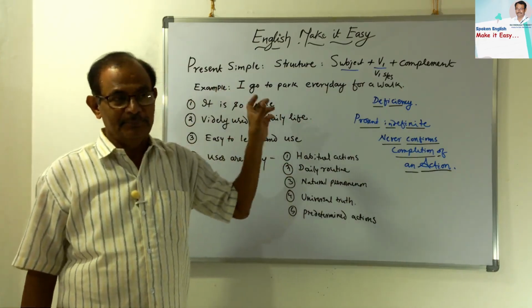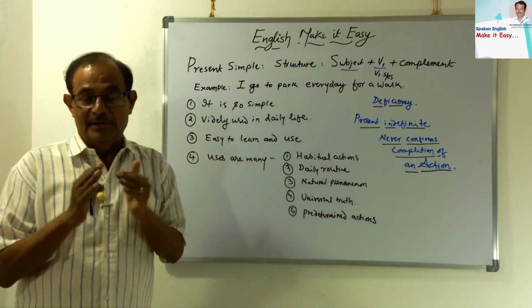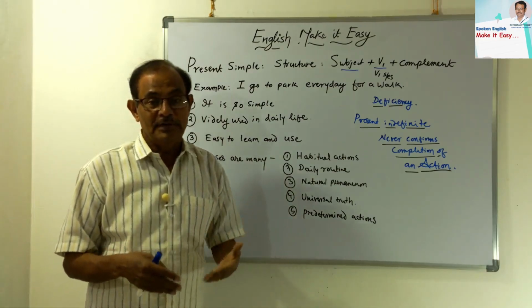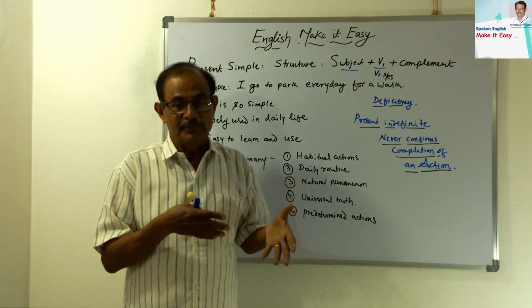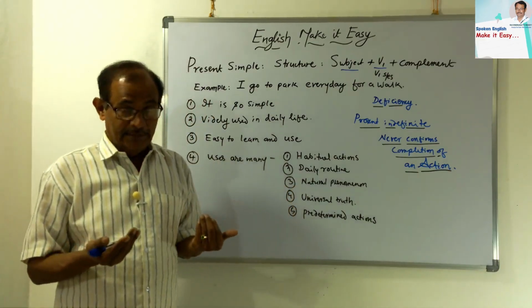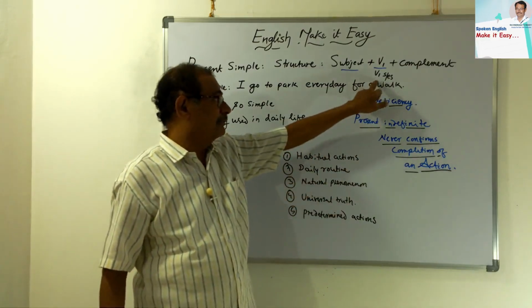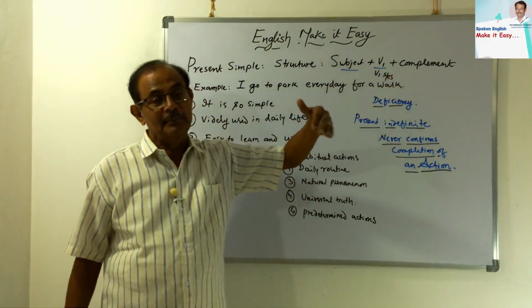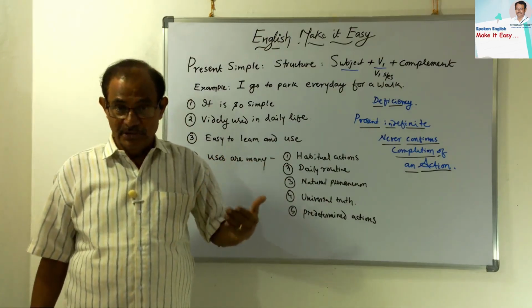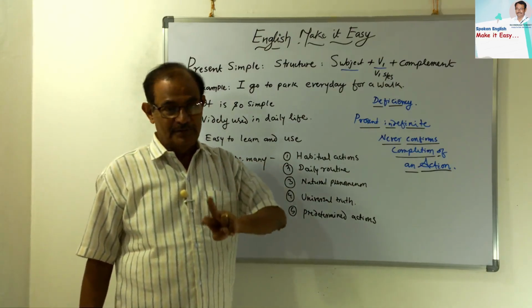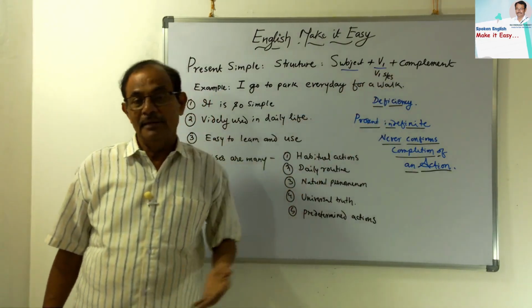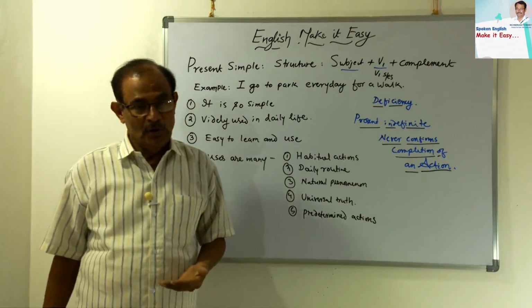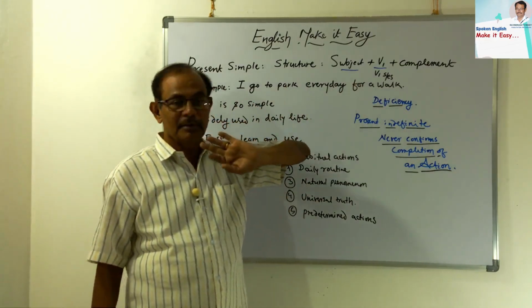Subject plus verb 1, that is the root form. You know very well the different forms of the verbs. V1 is the root form, the base form of the verb. Then it can also have S and ES forms. Sometimes, for the third person singular, he, she and it, only for these three you have to use the S and ES form of the root form of the verb. That is the only thing you have to remember here.